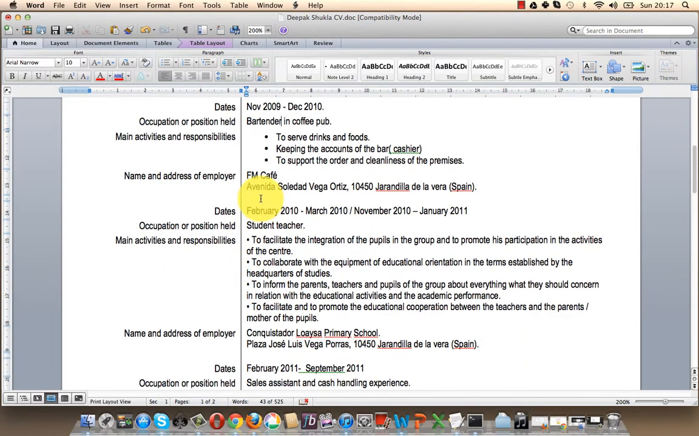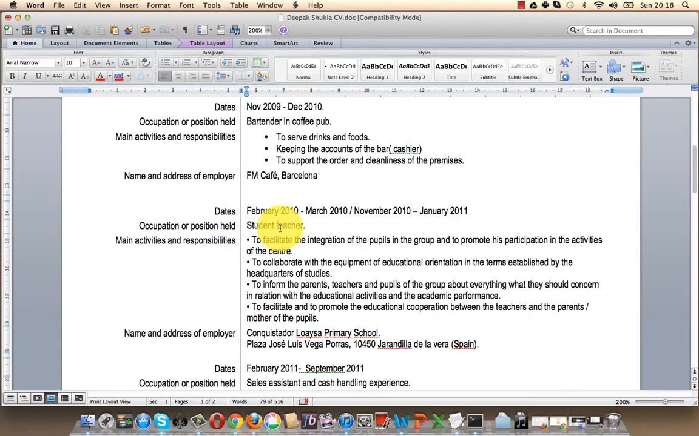Let's keep going. Avenida Soledad Vega Ortiz. Now, I don't know where in Spain that is. So the best thing to do, for example, in the instance that it's in Barcelona, then literally all you need to do is put FM Cafe, Barcelona. Make it as simple as you can for the person that's looking at it.